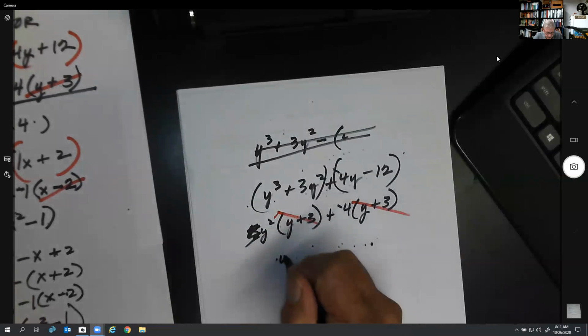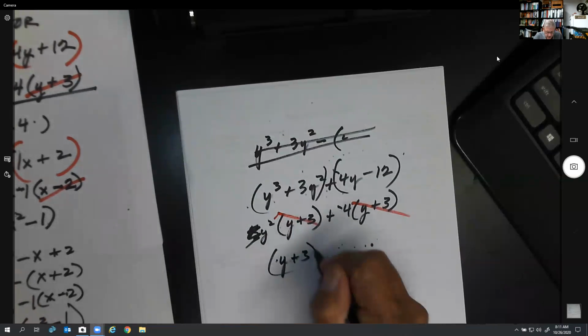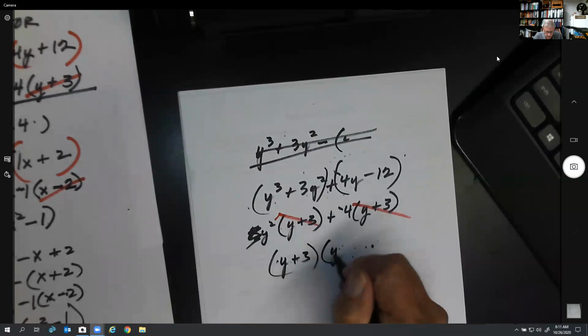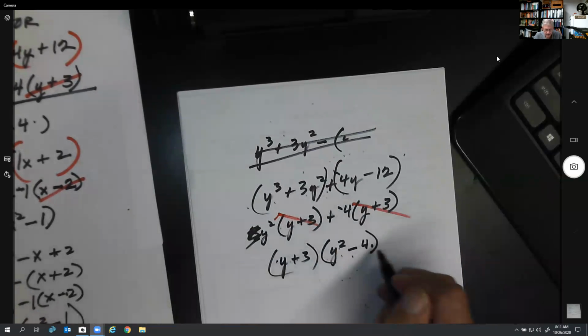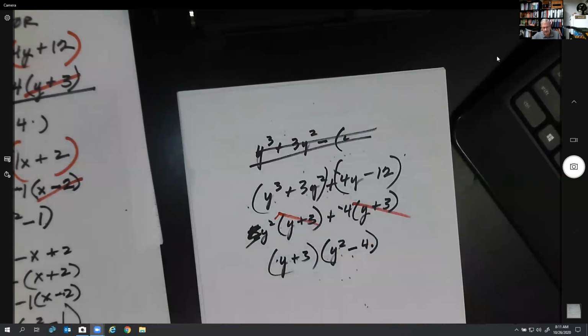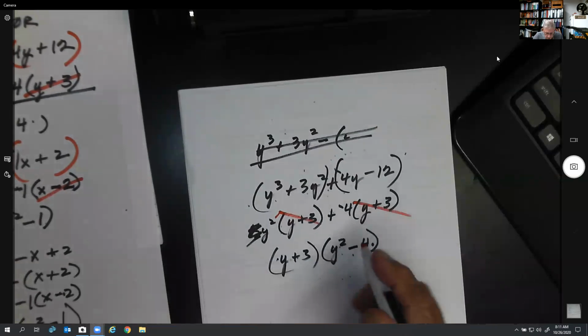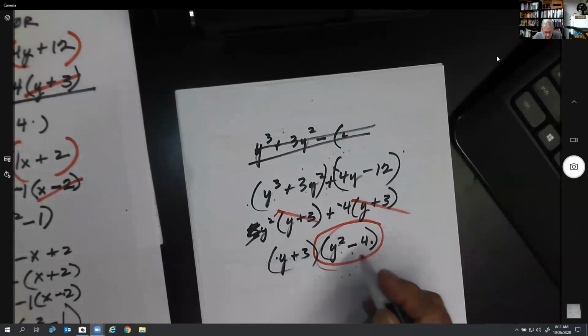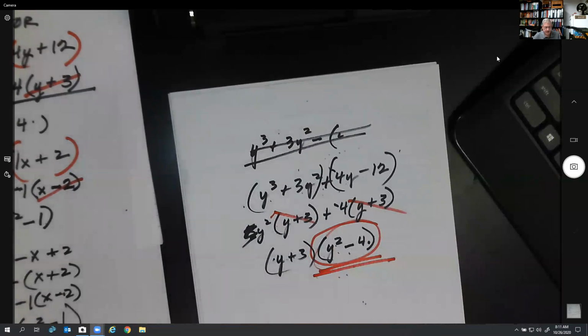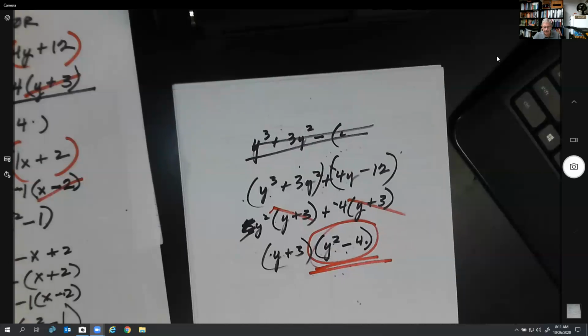Here's my y plus 3. You want to watch this one carefully. And then I've got y squared plus a -4, so I write that as -4. And most students think I'm done, but you're not. What about this one? You see, this is a pattern that later on can be factored down. So we can factor this a little bit more, and we're going to get into that a little bit later.